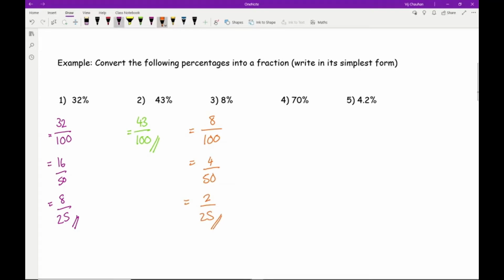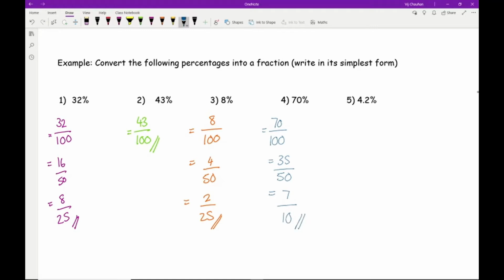And then for question 4, here we've got 70 over 100. Again, I can simplify that to make 35 over 50. And then here, although one's odd and one's even, I notice that both numbers can be divided by 5. So 35 divided by 5 is 7, and 50 divided by 5 is 10, and that is my answer as a simplified fraction.